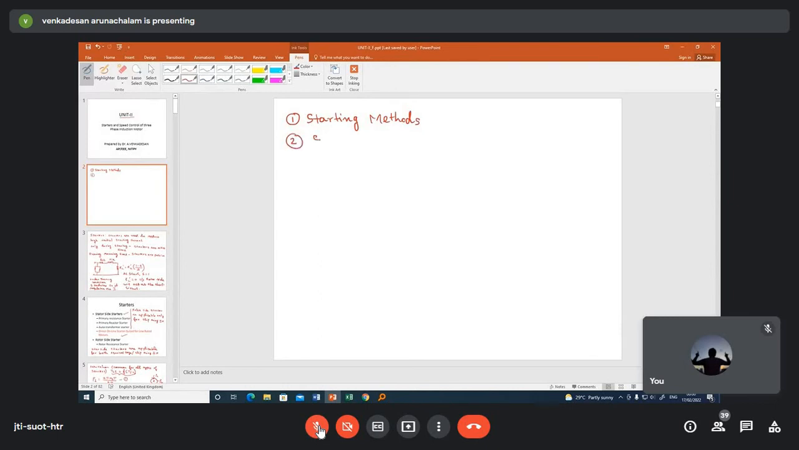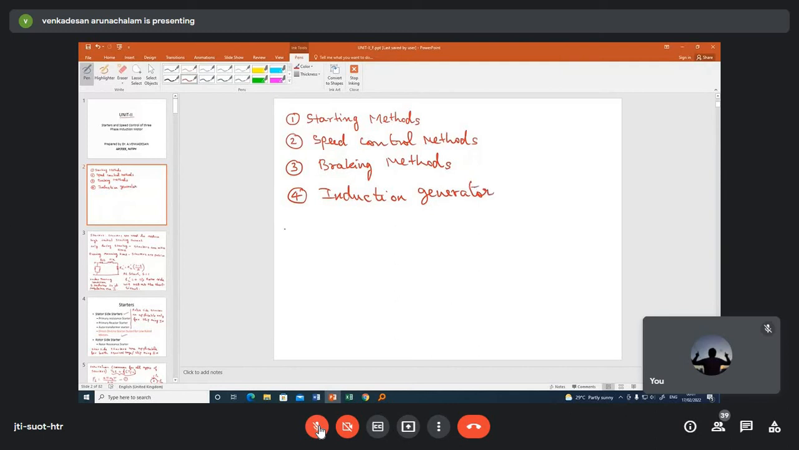The second one, speed control method. The third one is braking method. Then the fourth one is the induction generator, which we need to study. Then the fifth one is a concept in induction motor, crawling and cogging, which we need to study. That is a very simple concept.